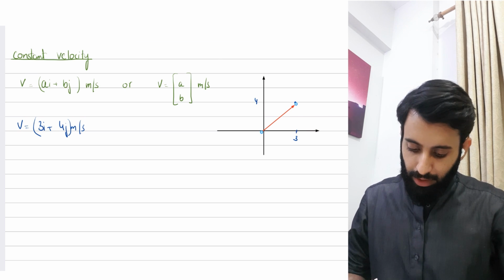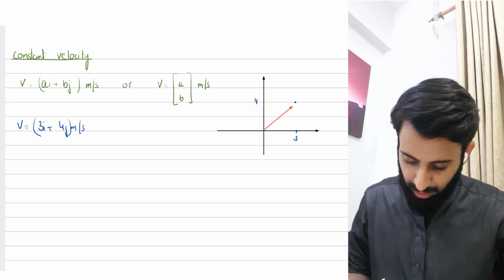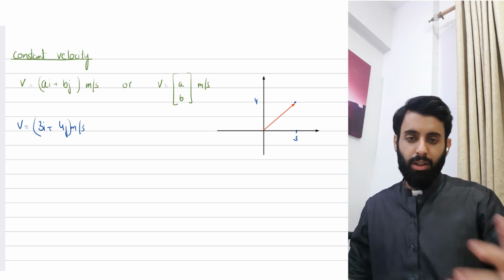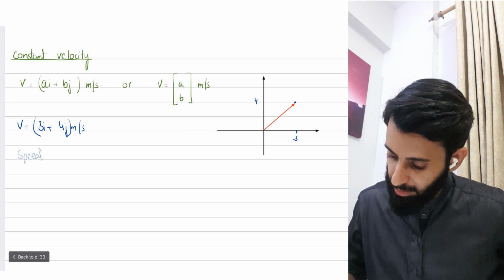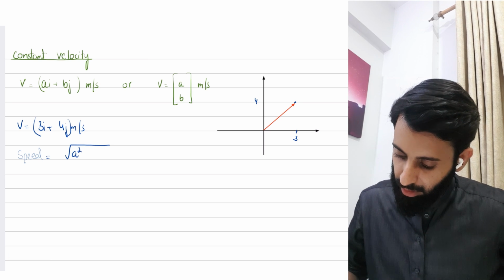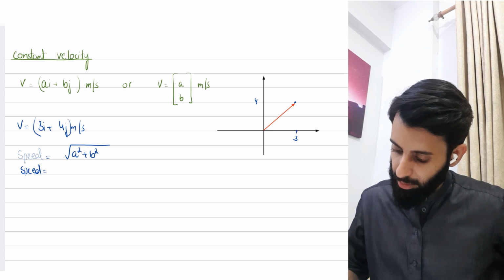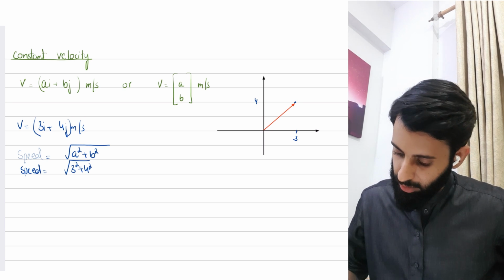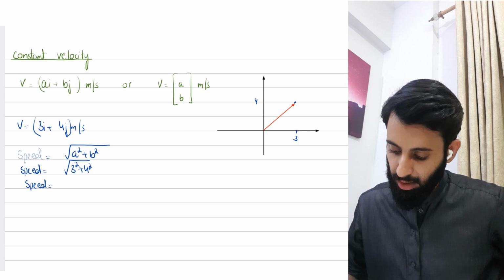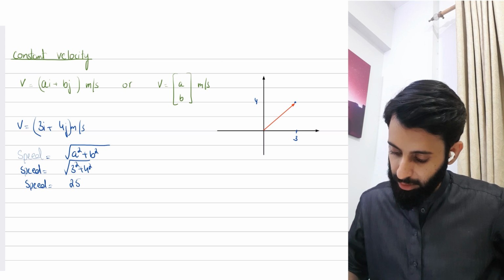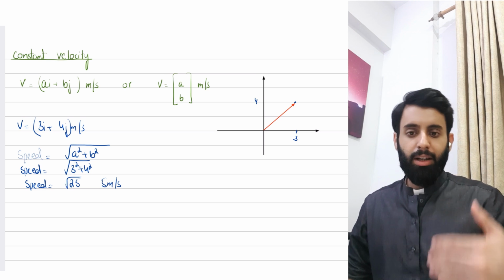Okay, now let's say you want to use this and work out what the speed of this particular particle is. One thing that you must remember is that speed is always equal to the magnitude of the vector of the velocity. So speed is equal to the square root of 3 squared plus 4 squared. 3 squared is 9, 4 squared is 16, 16 plus 9 is 25, the square root of which is 5 meters per second. So altogether, this object moves 5 meters every second.